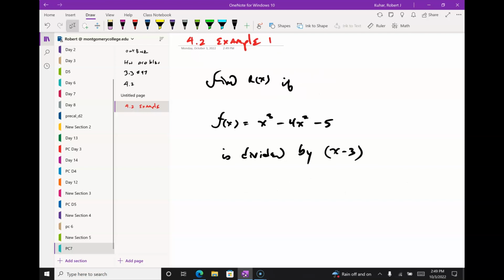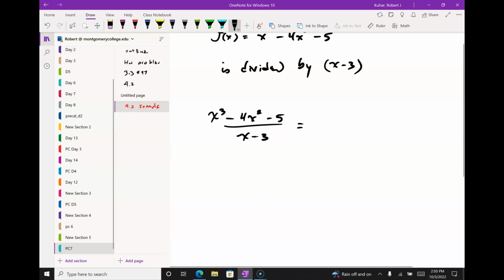So what are we going to do? We're going to look at that same thing, right? We're looking at x cubed minus 4x squared minus 5 divided by x minus 3. That's the problem. And if you can kind of see it, I'm asking, will this thing divide in evenly to this function or not? That's what I'm interested in when I'm factoring.